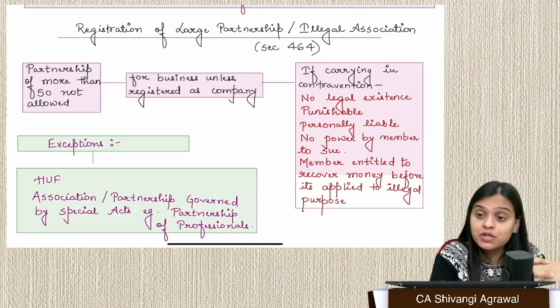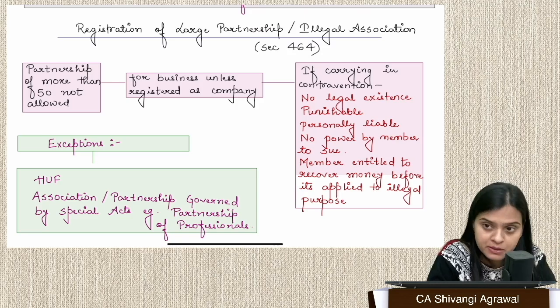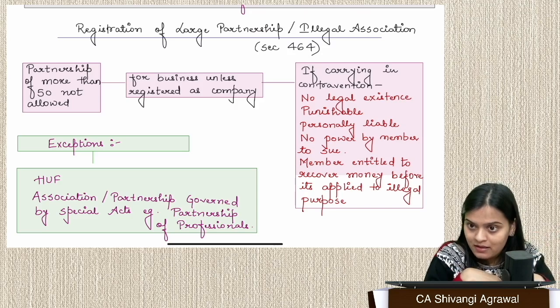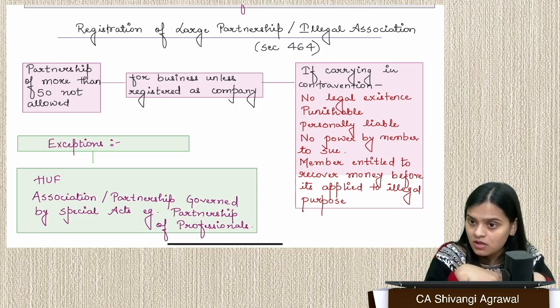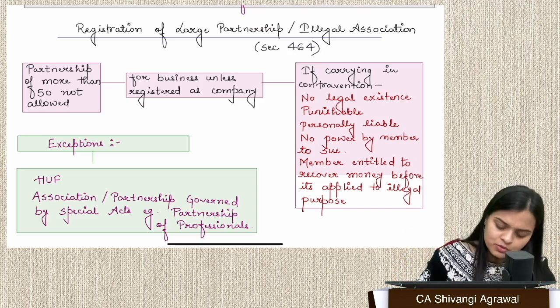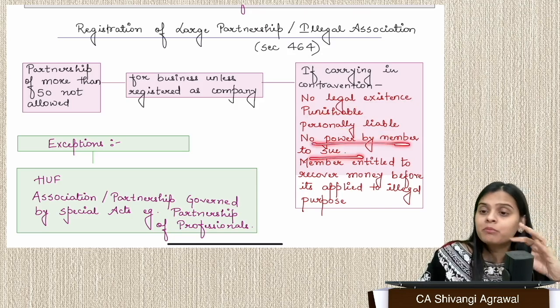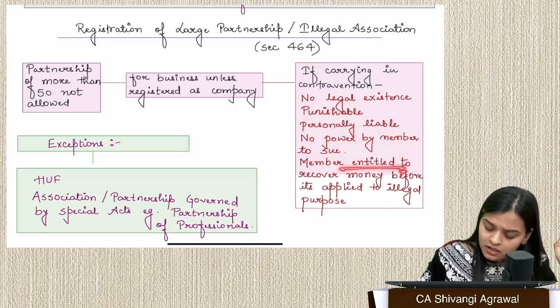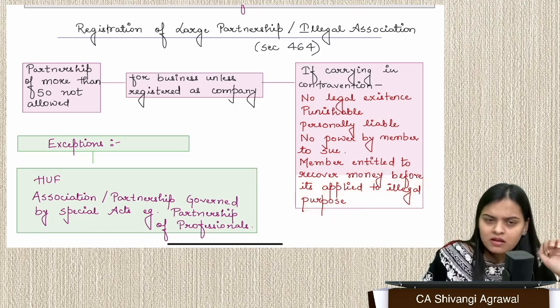Why, ma'am? Because there is Section 464, which says that if you want to have such an association of more than 50 people, then you must get it registered as a company. If you don't do that, then what will happen? Then there will be consequences. What will be the consequences? Every member who is there is going to be personally liable. You will not have legal existence. It will be punishable. There will be no power for a member to sue. Okay, the member will be entitled to recover money before it is applied for illegal purposes. Of course, this is something which is there.